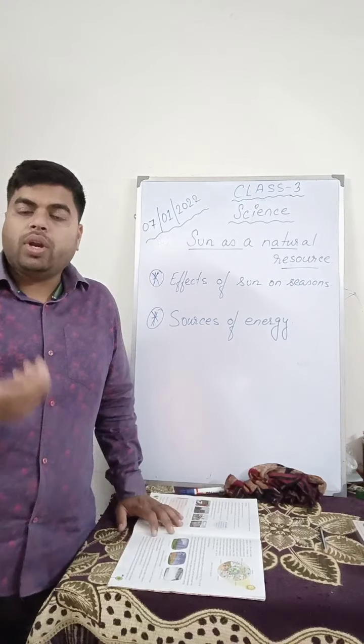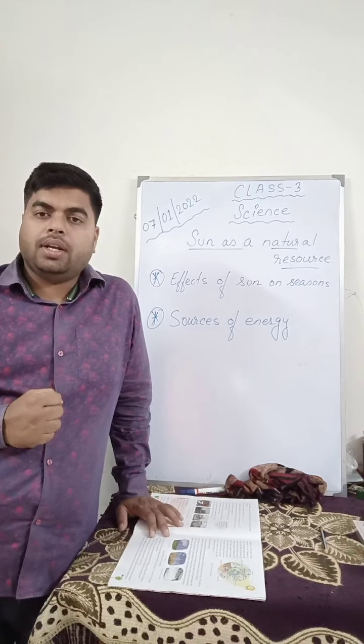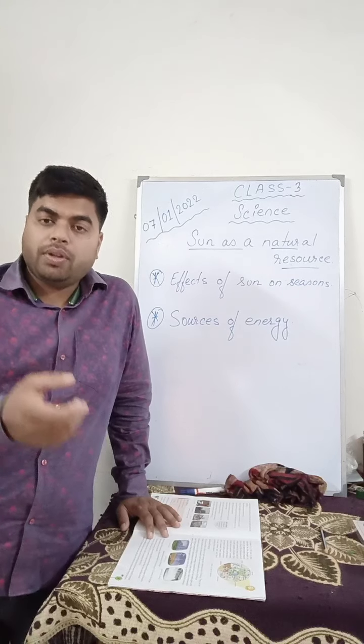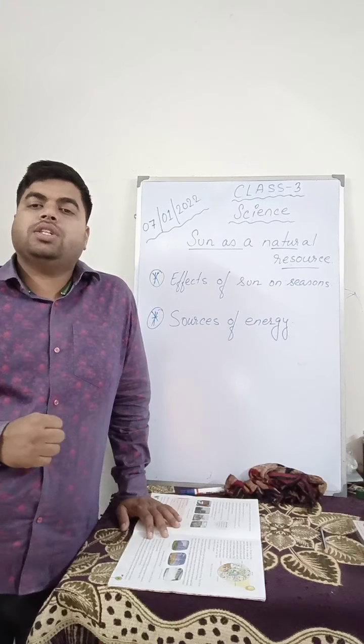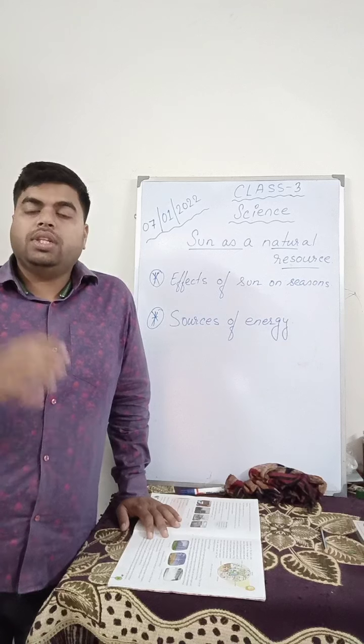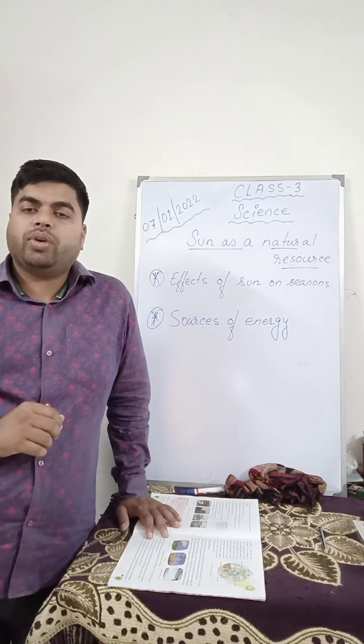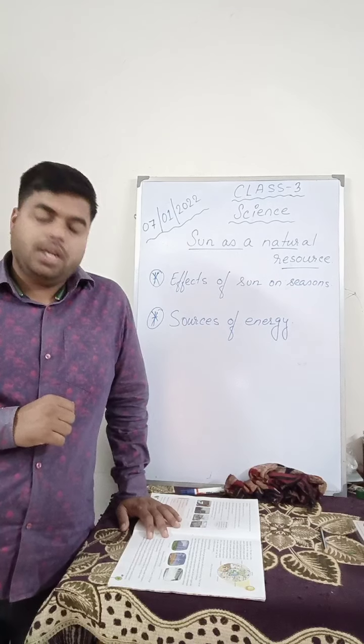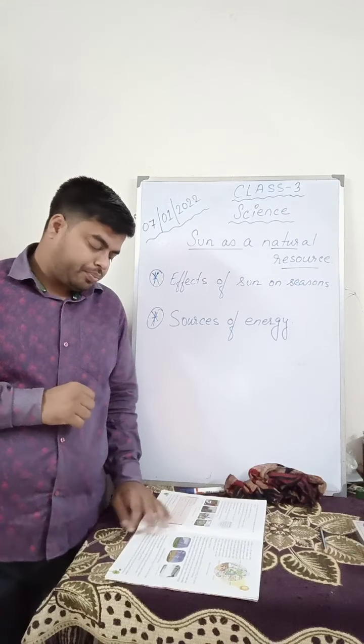Solar energy means the energy that we get from the sun. The energy that we get from the wind is known as wind energy. The energy that we get from the flowing of water is known as hydroelectric energy. So these energies are not going to come to an end, and they can be used again and again, and that is why they are known as renewable sources of energy.